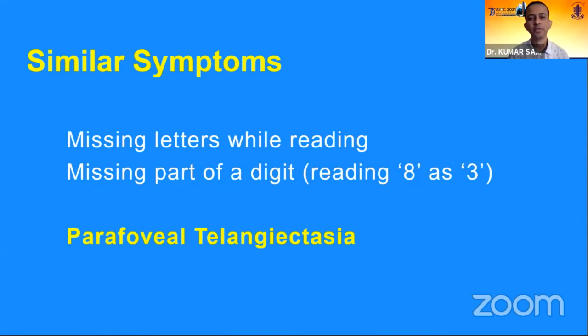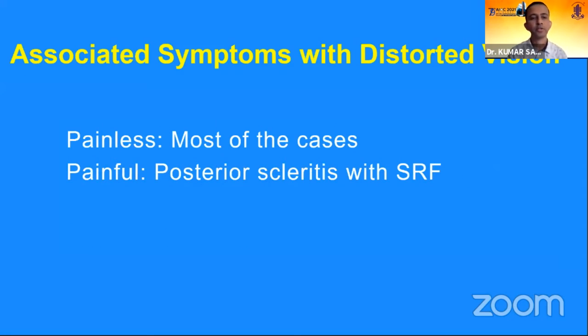This is exclusively seen in parafoveal telangiectasia, and it should be differentiated. It should not be clubbed as distorted vision. It is very typical of parafoveal telangiectasia, which is a disease of the fovea, and has a lot of pigments. If we see on a 78 diopter lens, or even direct ophthalmoscopy can show black pigments around the fovea.